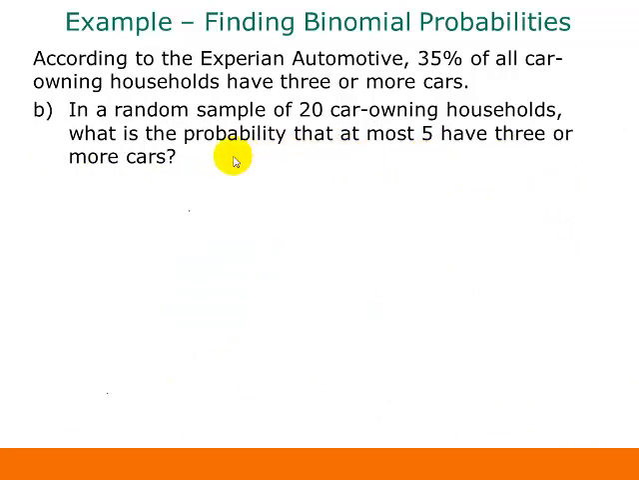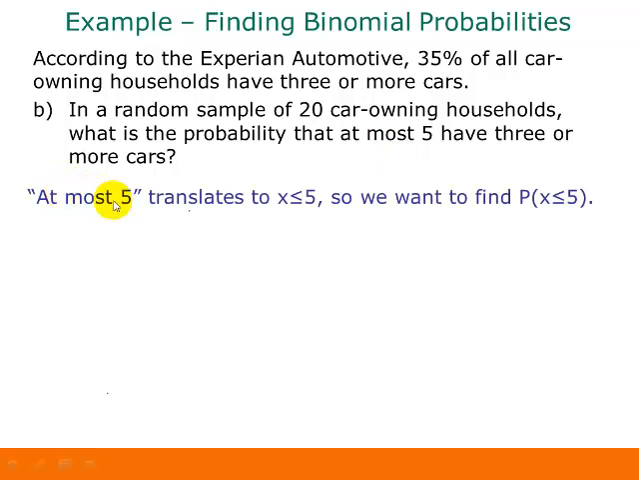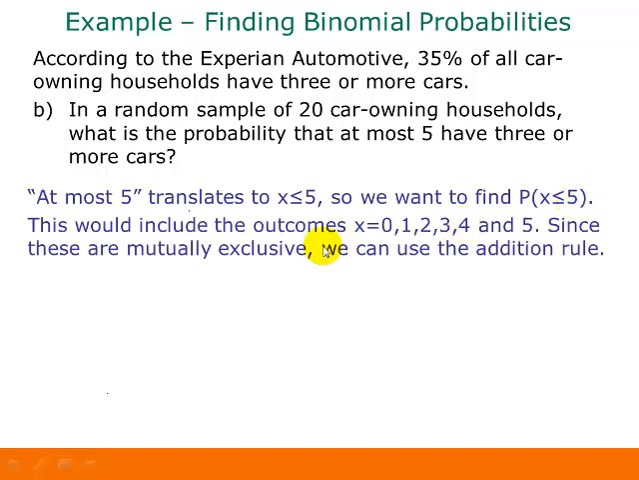Let's look at another probability problem with the same experiment. So here we want to know the probability that at most 5 of our 20 households have 3 or more cars. At most 5 is going to translate to x is less than or equal to 5. So we're trying to find the probability that x is less than or equal to 5. And what this means, because we've got the equal sign here, is that we're going to include 5 in our list of outcomes for our event. So the outcomes we're including in this event are everything from 0 up to 5.